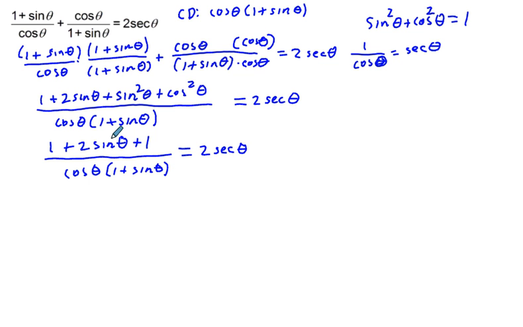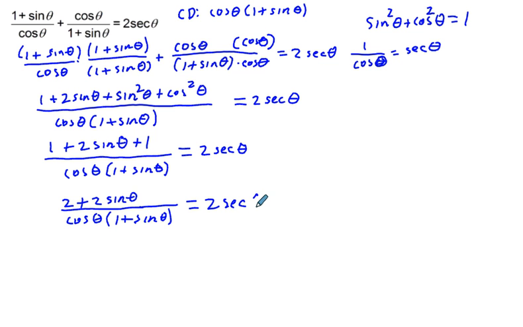Okay, so now, do we see anything in common? We have this 1 plus 1, which is 2. So let's just write here 2 plus 2 sine theta over cosine theta times quantity 1 plus sine theta. And that's going to continue to equal 2 secant theta. Do you see that things are kind of working out here?